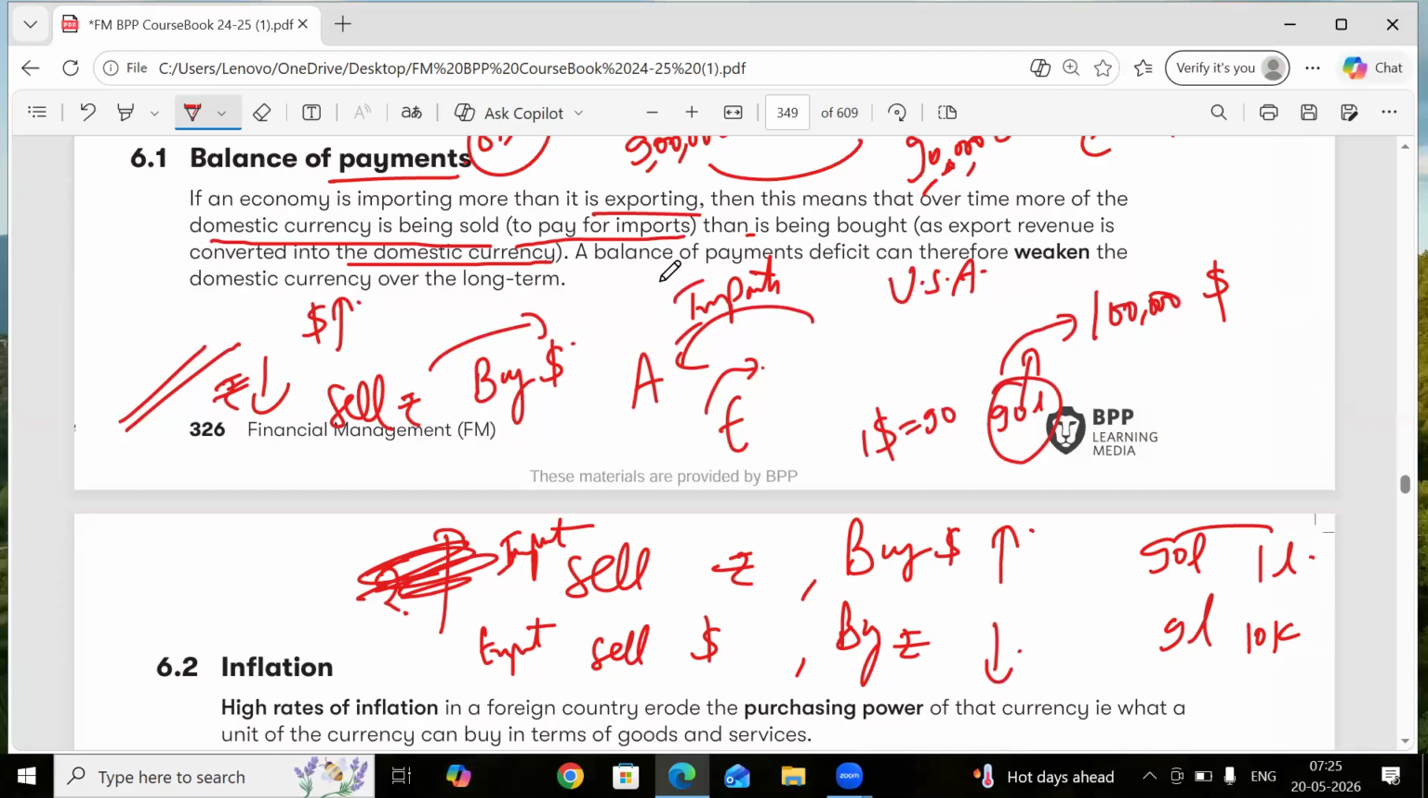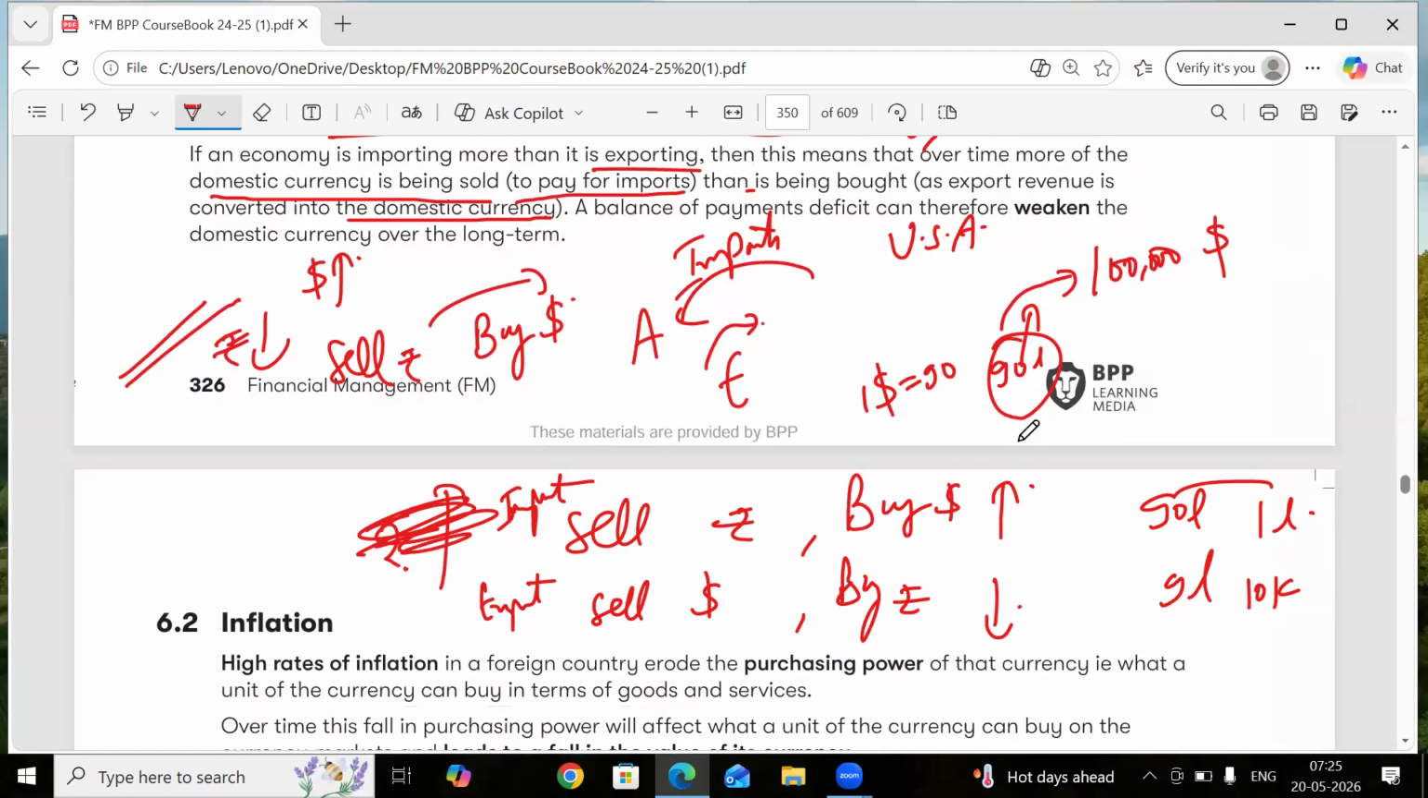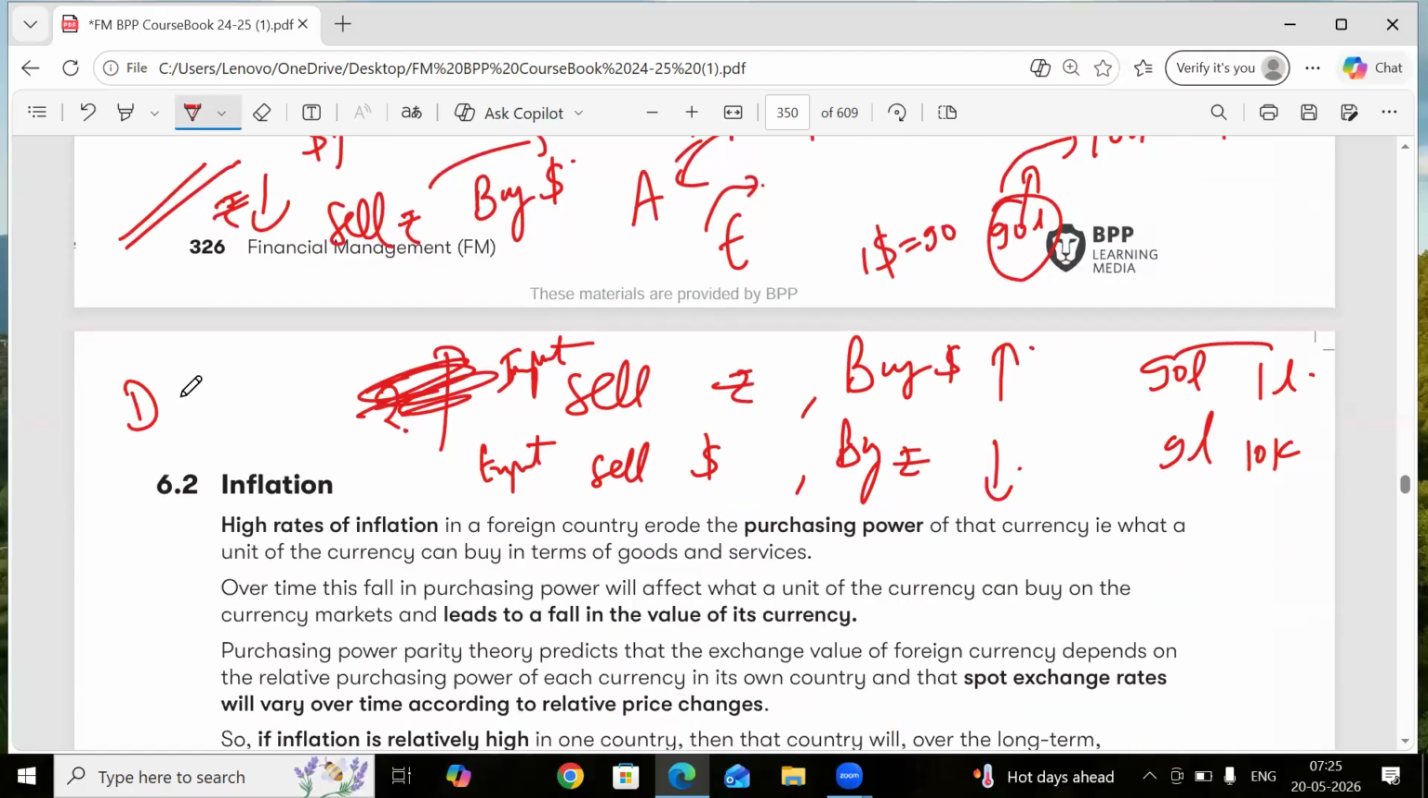A balance of payment deficit can therefore weaken the domestic currency over the long term. Yes. Due to the deficit, due to less trade, we are selling less and buying more. Since we buy more, we have to pay more domestic currency to buy the foreign currency. And when we are exporting less, they will pay very few dollars to buy rupees. So rupee supply is more, rupee demand is less. So the rupee will weaken.